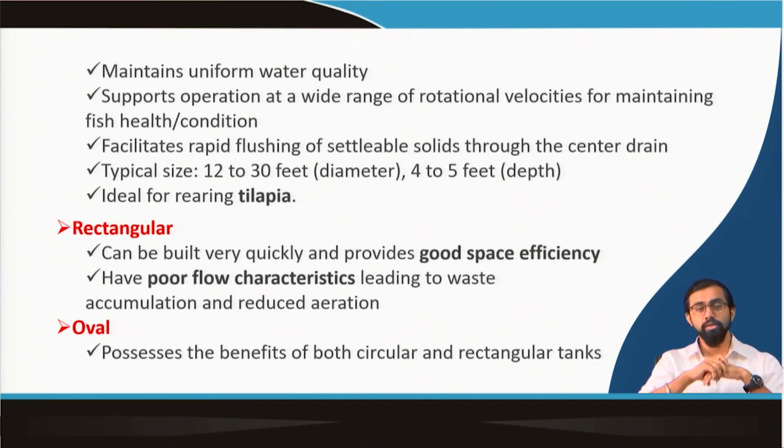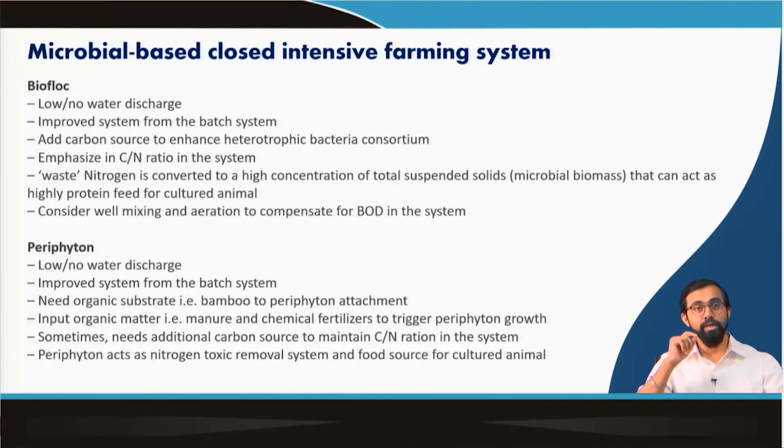Rectangular tanks can be built very quickly, and they provide very good space. However, they have very poor flow characteristics, leading to waste accumulation and reduced aeration. So that's why we normally go for oval or circular ones only. In the case of oval, it possesses the benefits of both circular as well as rectangular tanks.